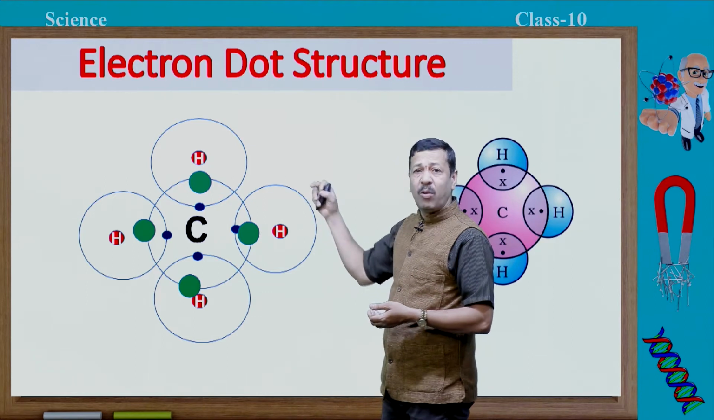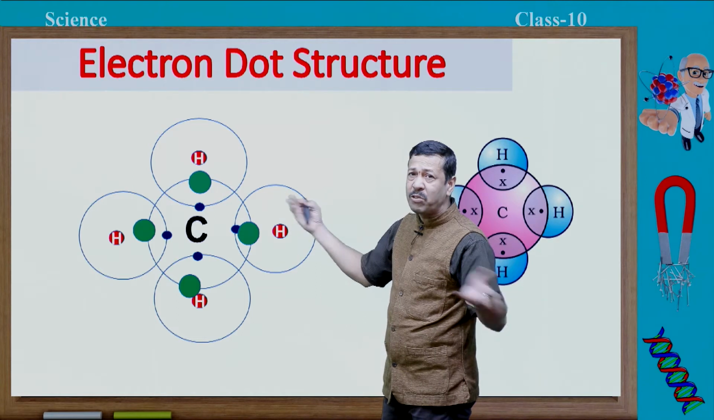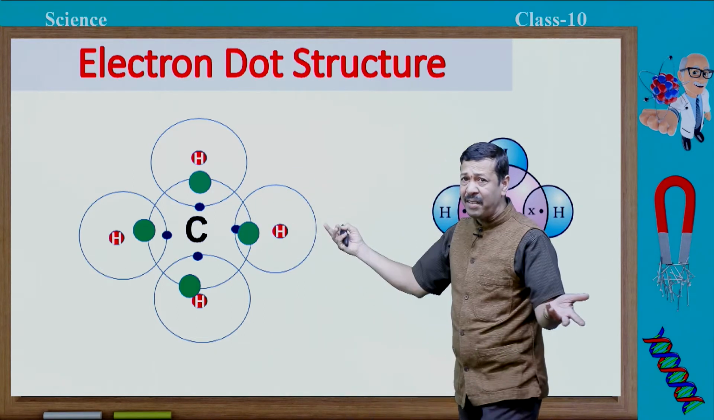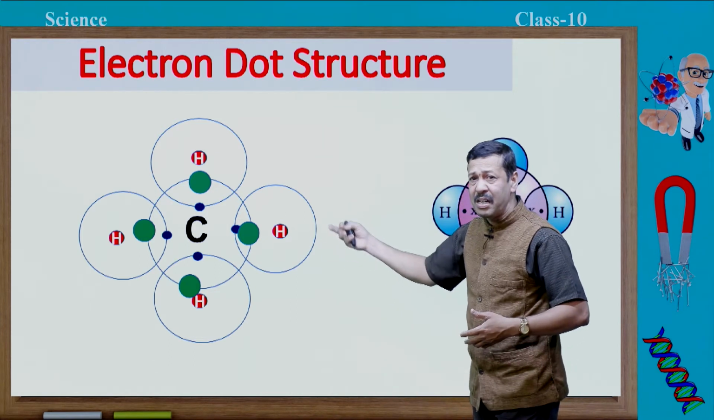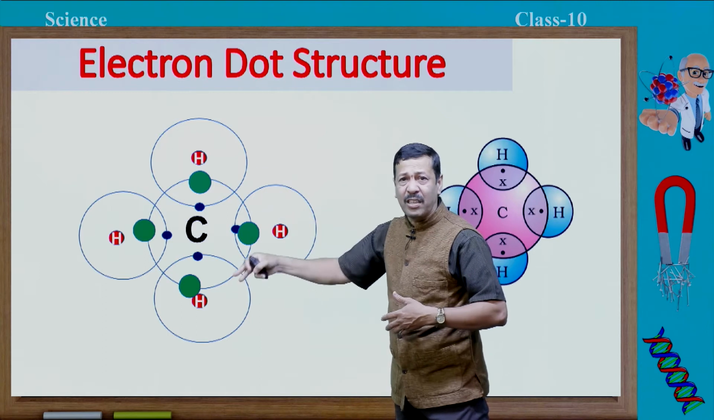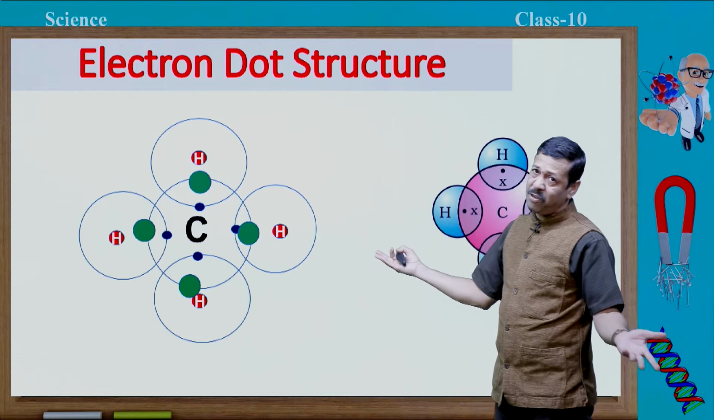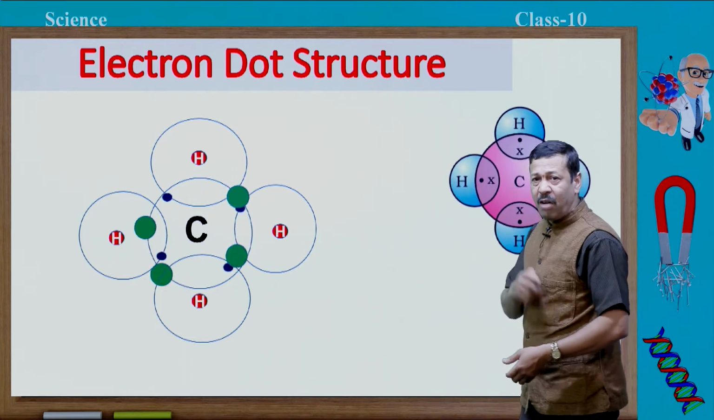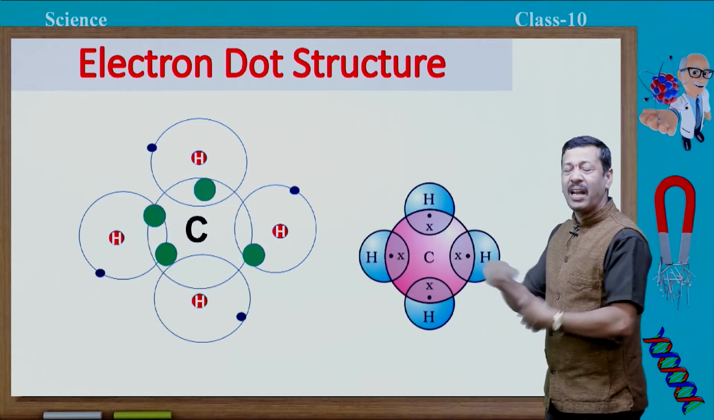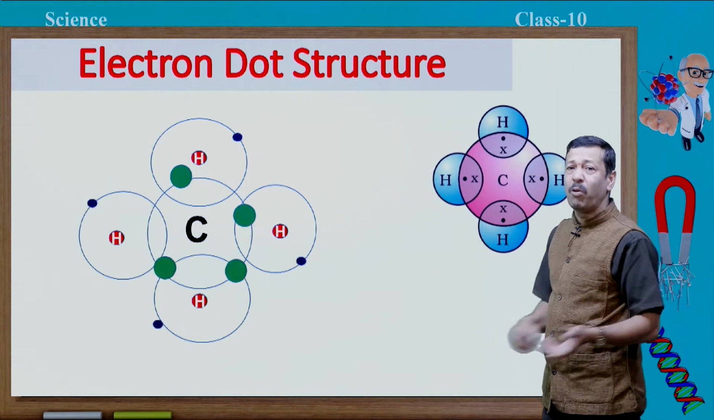Now both want to attain the stable configuration. For hydrogen, 1 more electron is required, so it shares with the carbon. So it attains helium configuration. Similarly, this carbon shares electrons with 4 hydrogen atoms, indicating achievement of octet. Now see here, after the sharing what happens? Electrons are revolving around both the nuclei. That means they are available for both.